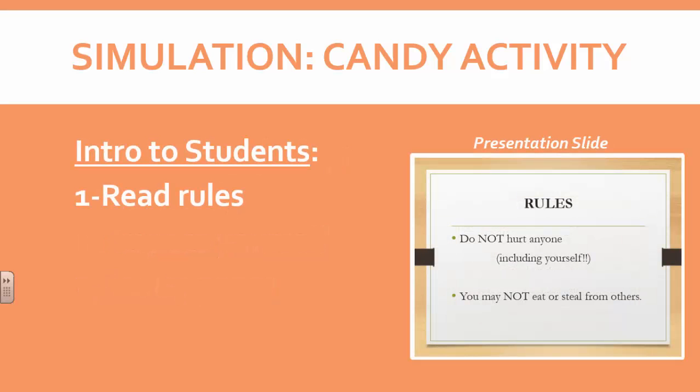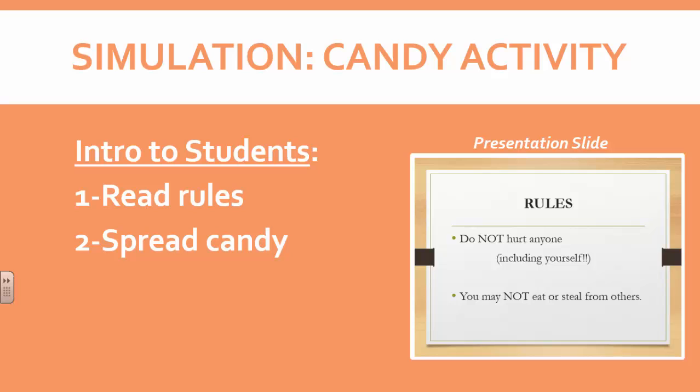Start the activity with an introduction to the students. Read the 2 rules to your students. Try not to elaborate. Let the students use their imagination some. Second, spread candy around the room on the floor. Make sure none of the candy lands directly on a student's desk.